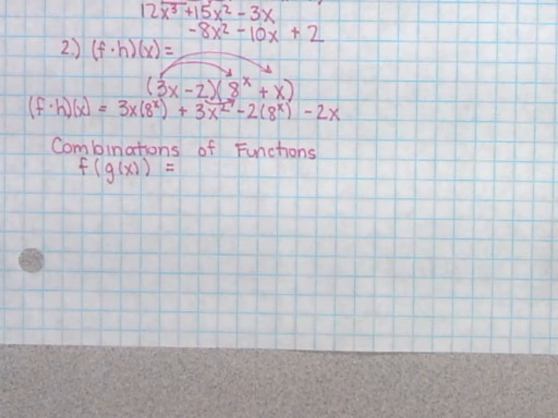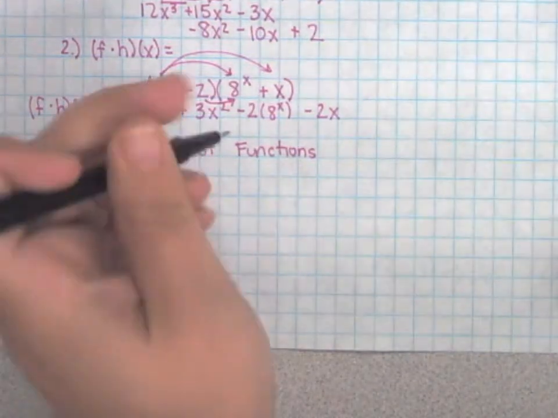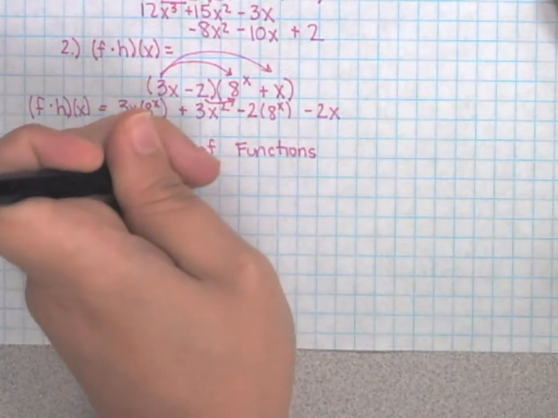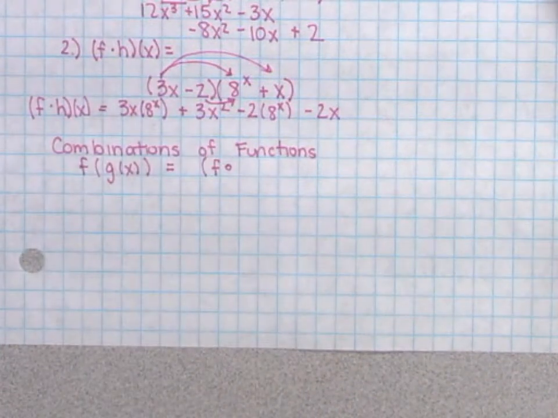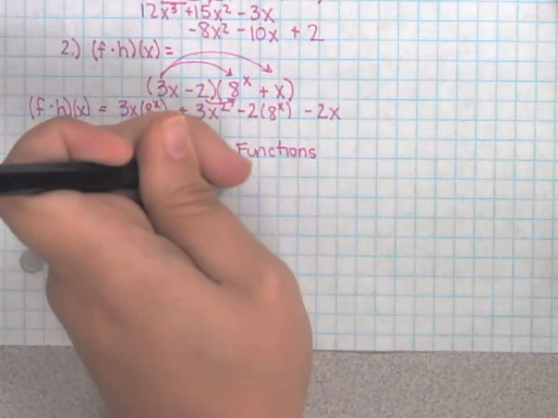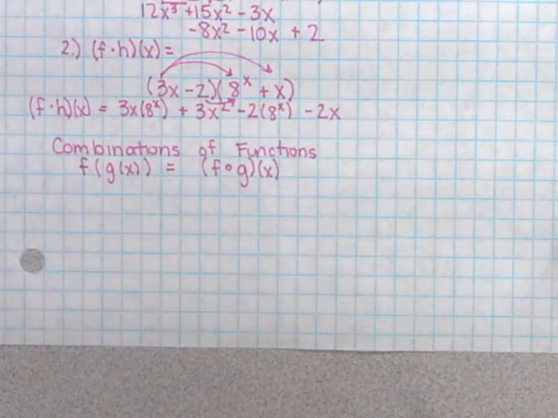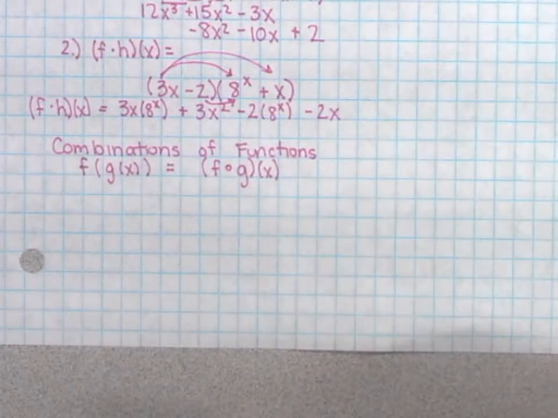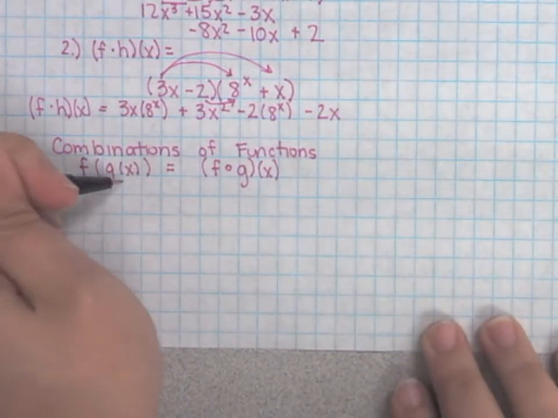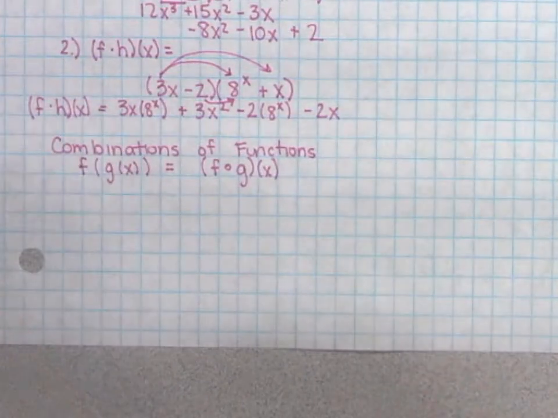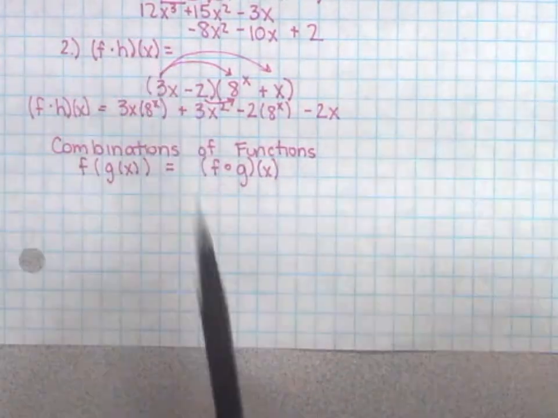This can also be written another way, just to let you know. It's f, and then they put like a little o, g of x. These mean the same thing. Do you remember how you solve it? Inside out. So you take this equation, plug it into the other. Okay? So we're going to do that.